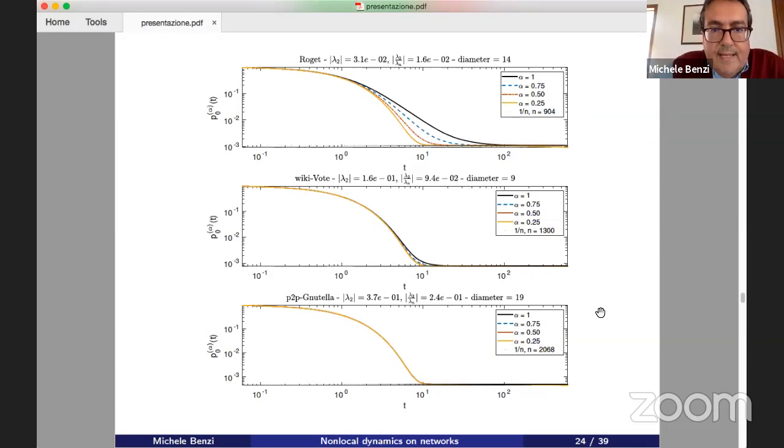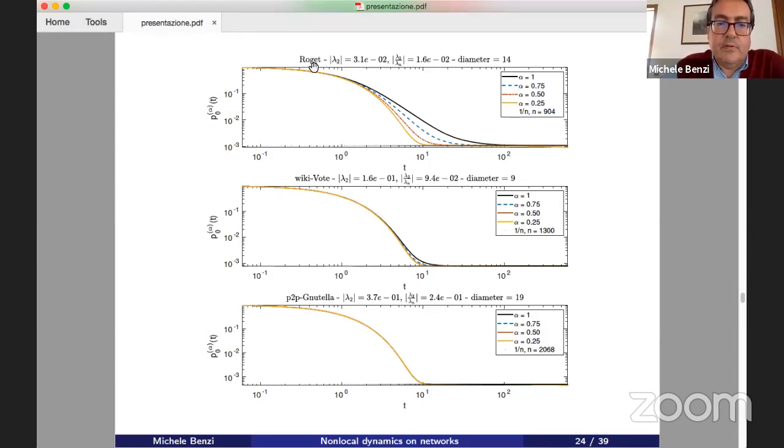One is the Roget network. These are often used in testing algorithms for directed graphs. One is Wikivote and the other is Nutella. So these three graphs have different characteristics. It turns out that we should focus on this number here, which is the size of the smallest non-zero eigenvalue, the absolute value of lambda 2.